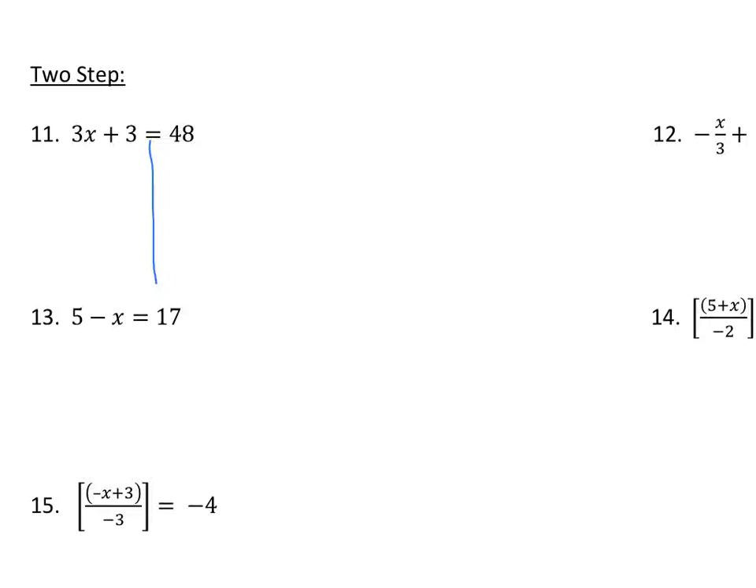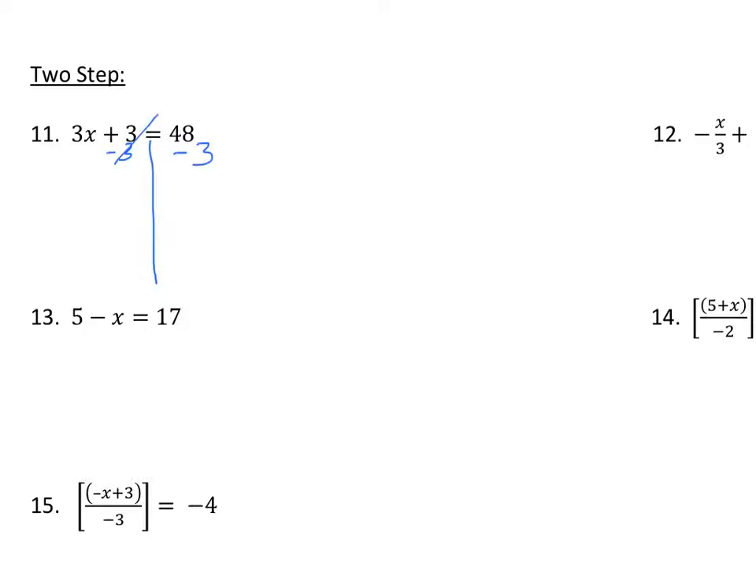All right, let's take a look at number 11. The left side has this 3x plus 3. If you look, this means 3 times x, and this is plus 3. In order of operations, we would multiply before we add. But since we're doing the opposite, undoing these to get x by itself, we're actually going to get rid of this first. So we're going to subtract 3 on both sides.